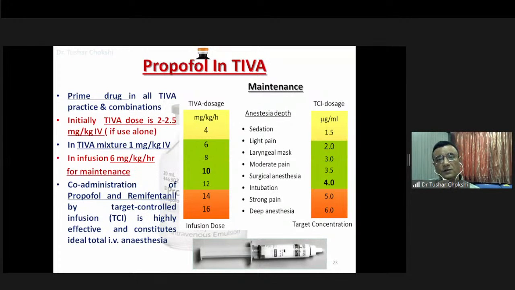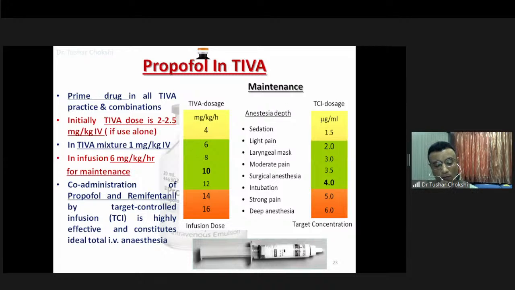The first drug we are using in TIVA or TCI TIVA is propofol. It's a prime drug. I call it the prince of the TIVA kingdom in all TIVA practice and combinations. Initially, the dose is 2 to 2.5 milligram per kilogram if you are using it as a bolus dose with induction. In any mixtures of TIVA, like if you are combining with ketamine or with any narcotics, then you give 1 milligram per kilogram. This is all without TCI. And in infusion, usually we give 6 milligram per kilogram.